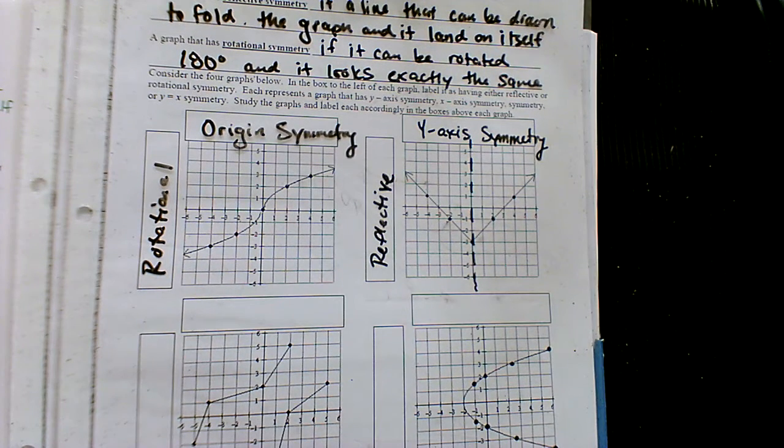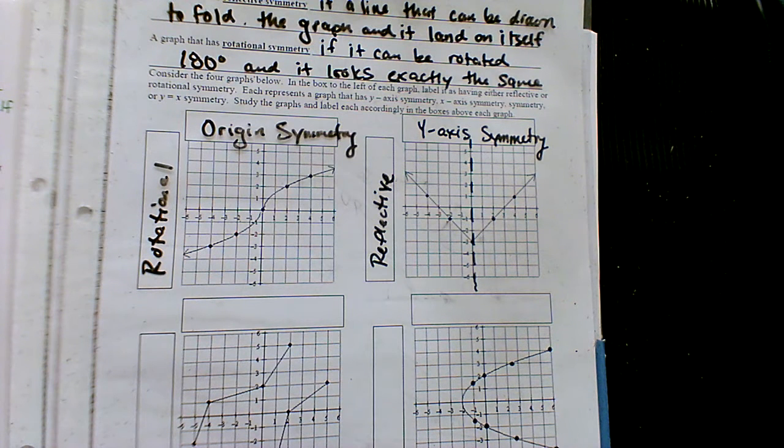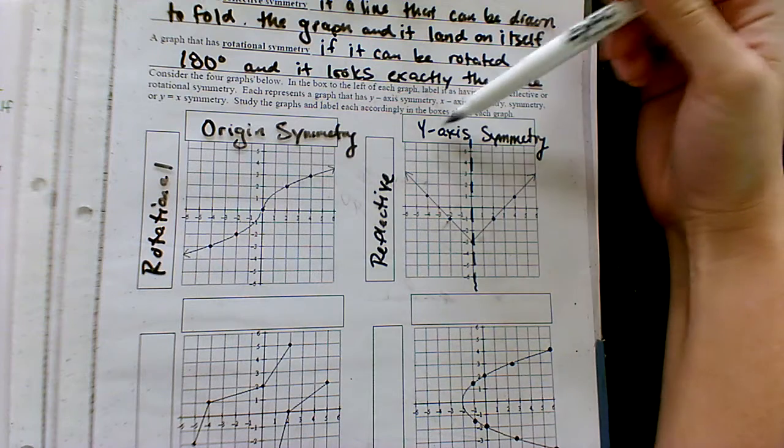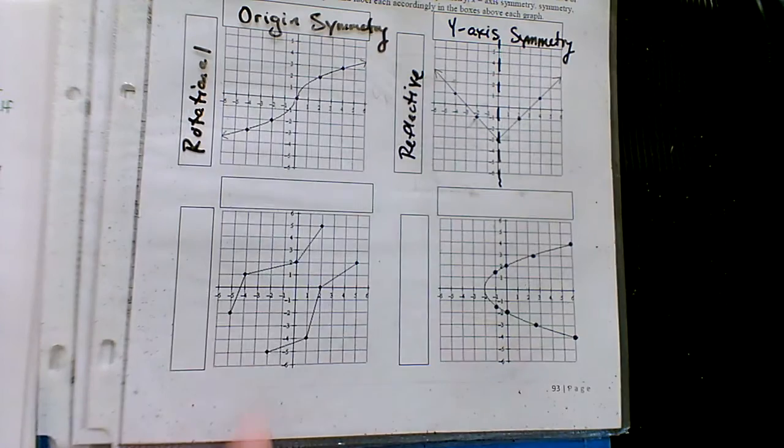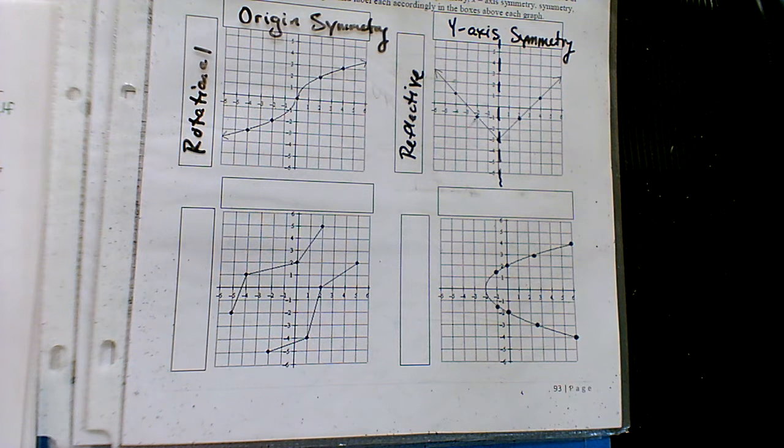So reflective is just the idea that we have a line that we can fold our graph. Okay, just a line. We can get a little bit more specific on where that line is. For this case, it was the y-axis. How about the one at the bottom? Can we fold it some way or rotate it? Can we classify the symmetry?